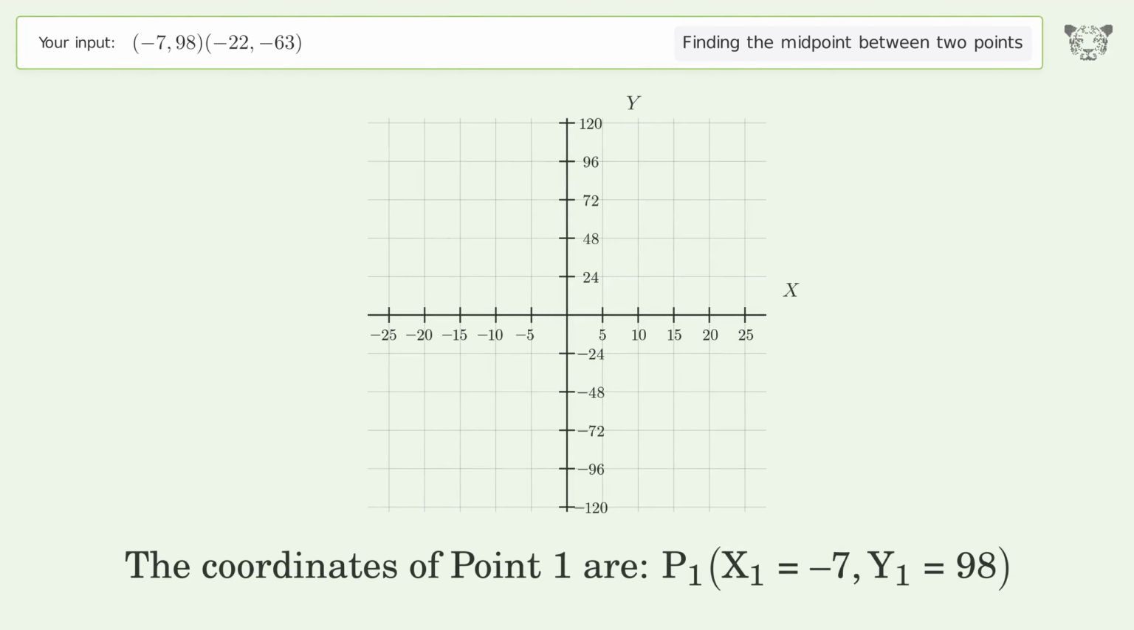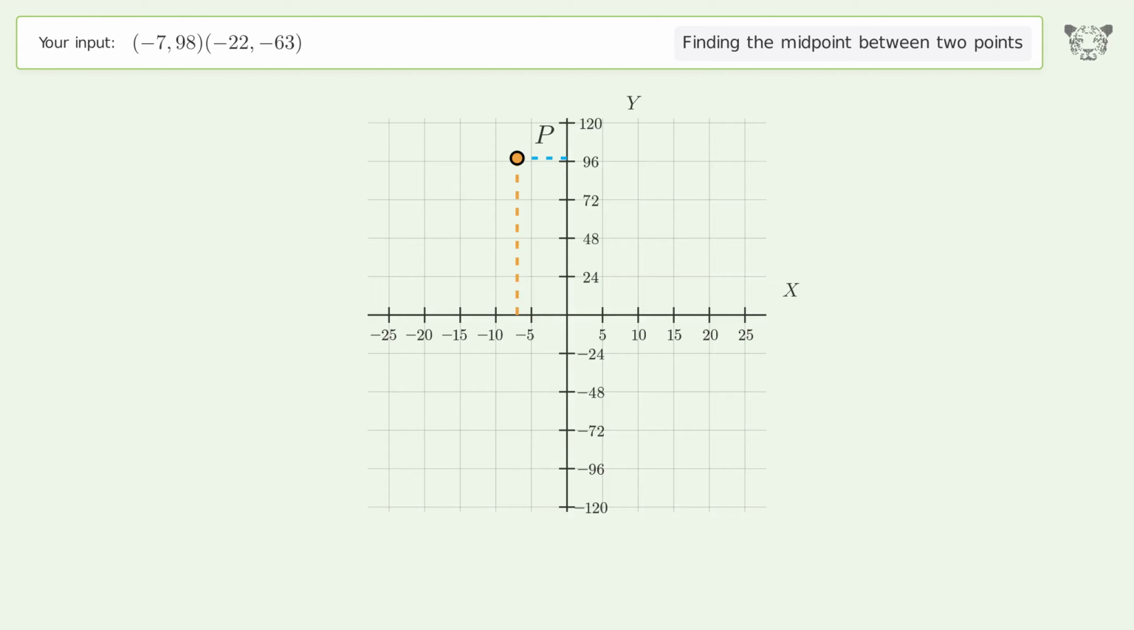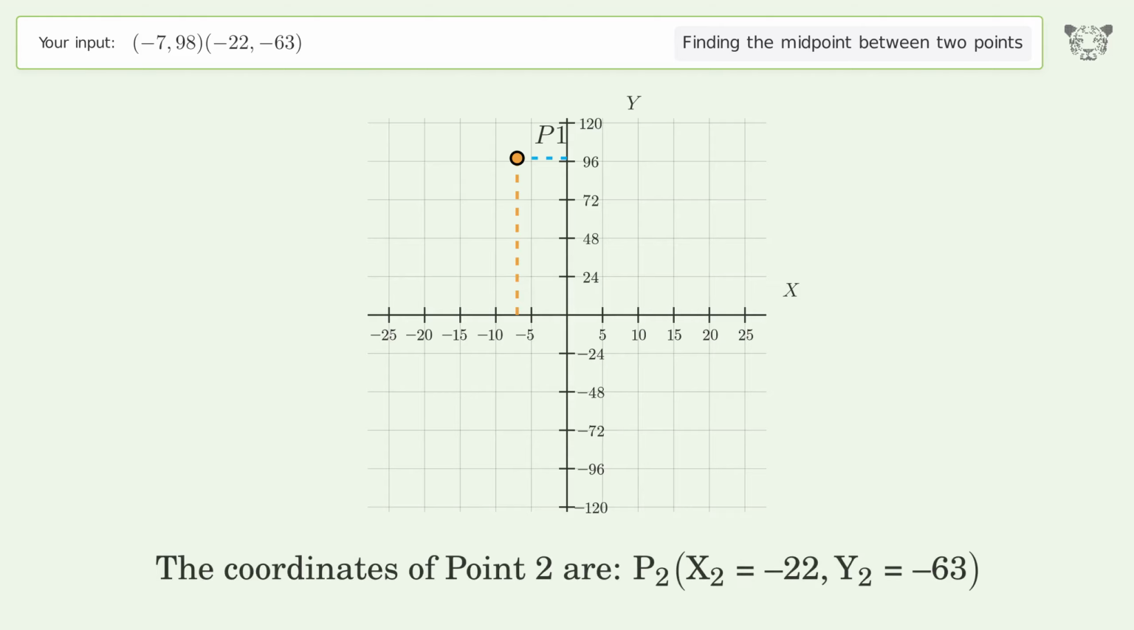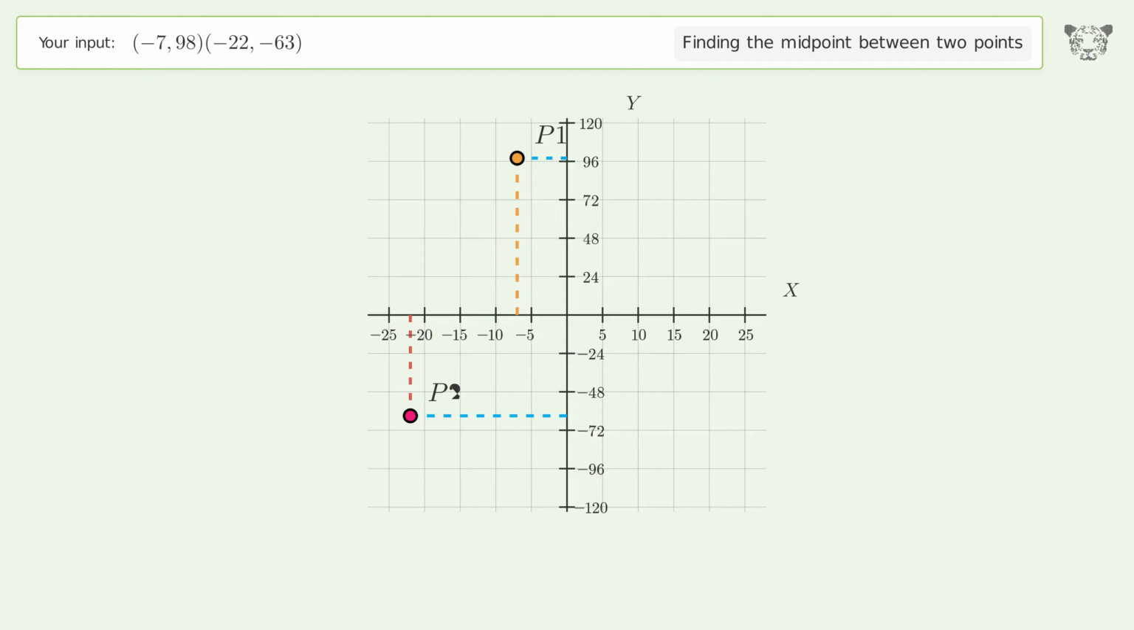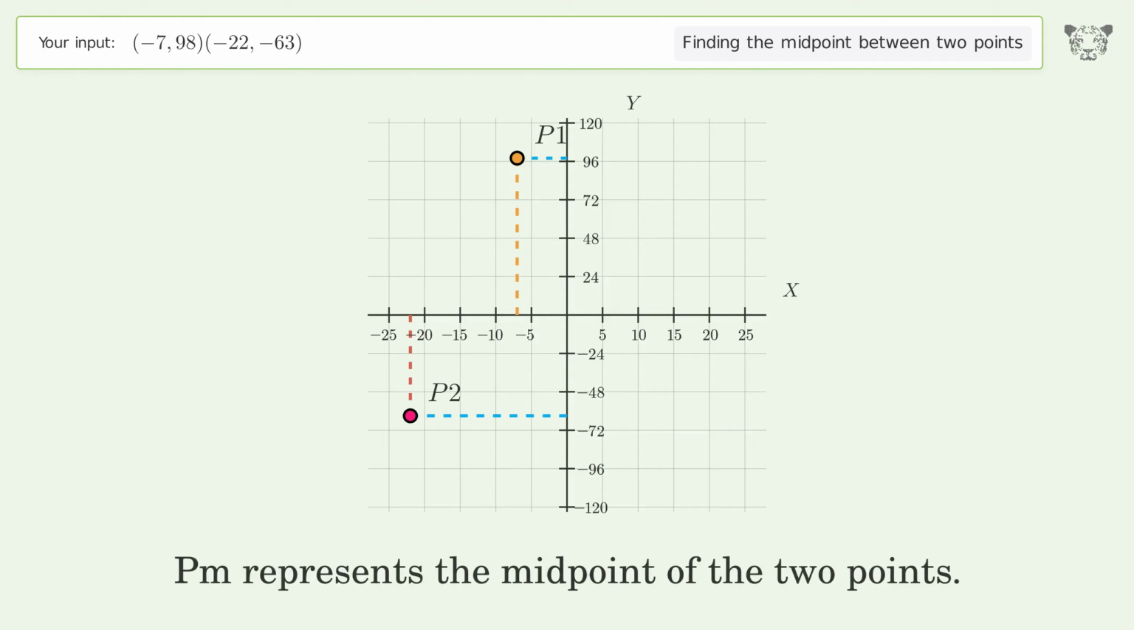The coordinates of point 1 are x1 equals negative 7, y1 equals 98. The coordinates of point 2 are x2 equals negative 22, y2 equals negative 63. PM represents the midpoint of the 2 points.